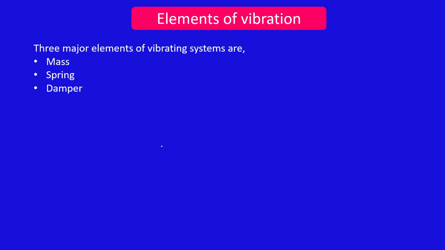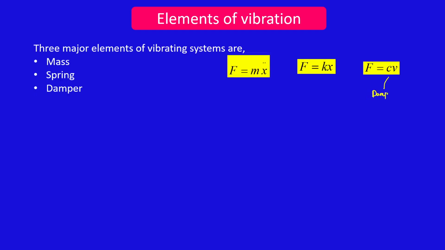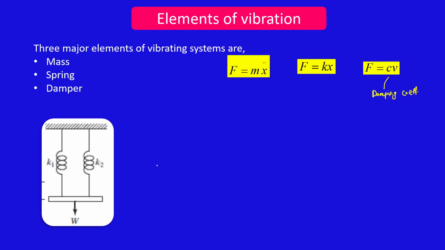There are three basic elements in vibration: mass, spring, damper. The equation for mass, F is equal to m x double dot. This is nothing but Newton's second law of motion. Then there is an equation for spring, F is equal to kx. This equation is obtained from Hooke's law. Then there is a third element, F is equal to Cv, Newton's law for fluid. Here C represents the damping coefficient.